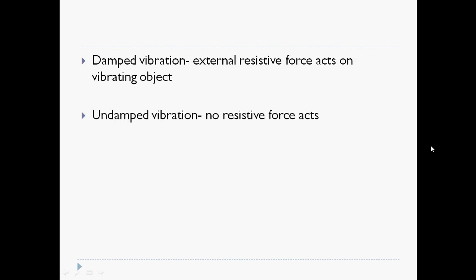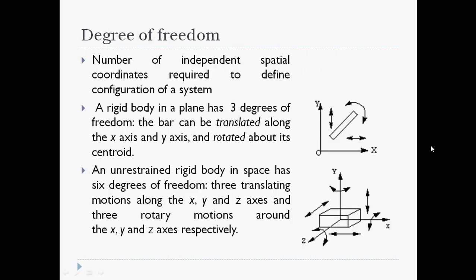Then another classification is damped vibration and undamped vibration. In the case of damped vibration, we have some external resisting force acting on the vibrating object, so eventually the vibration will be damped off. In the case of undamped vibration, no such resistive force is acting on the vibrating object or system.